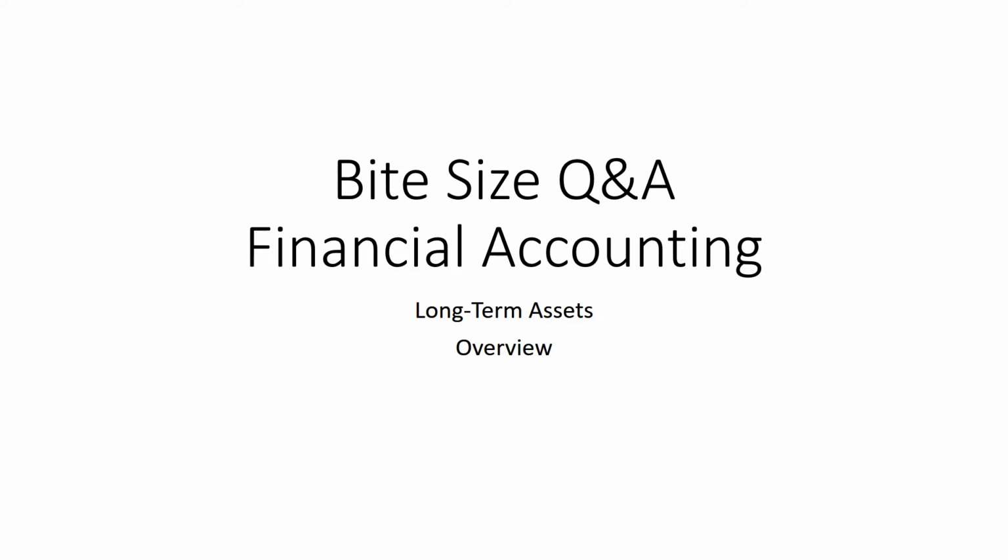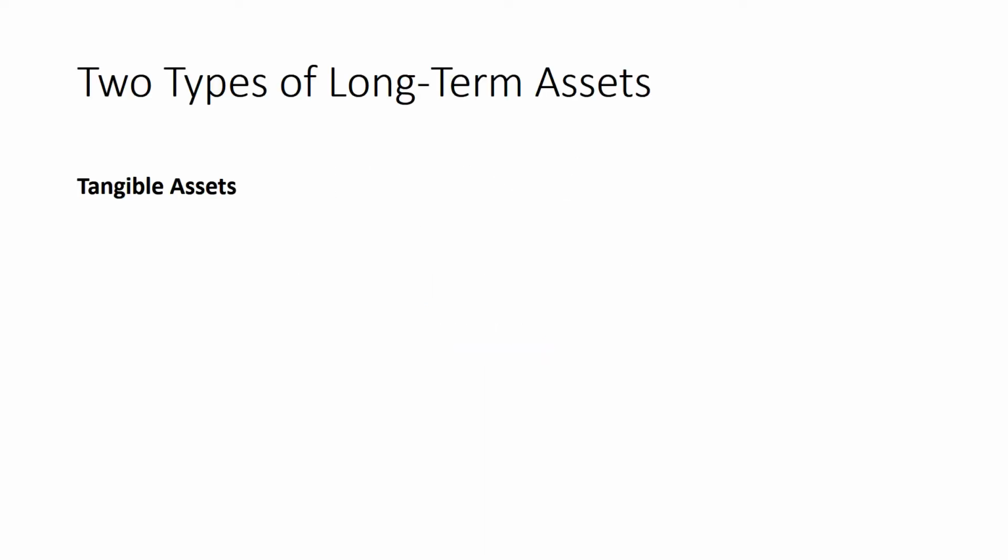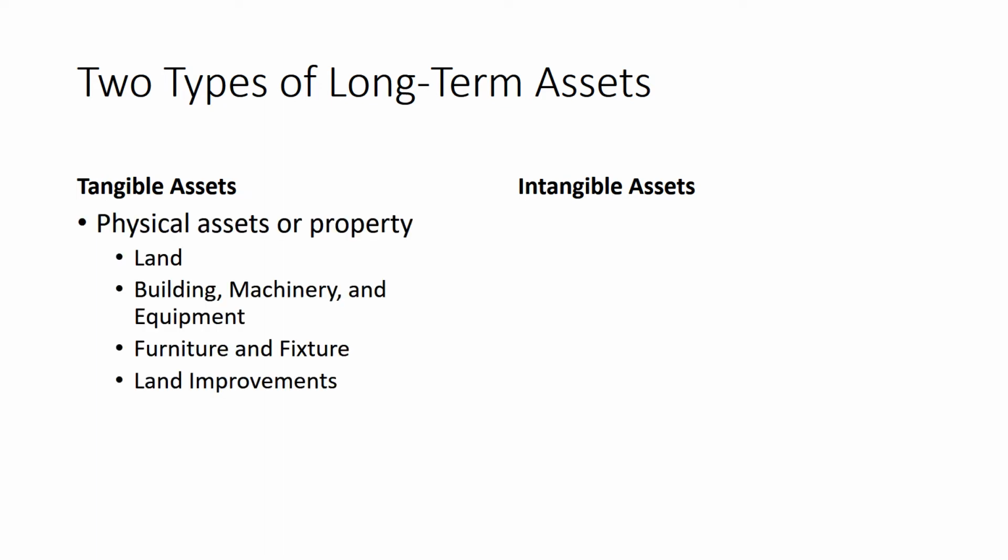Let's talk about long-term assets and do a quick overview about this topic. There are two types of long-term assets: tangible assets and intangible assets. Tangible assets are physical assets that we can touch. Some examples include land, building, machinery and equipment, furniture and fixtures, and land improvements.